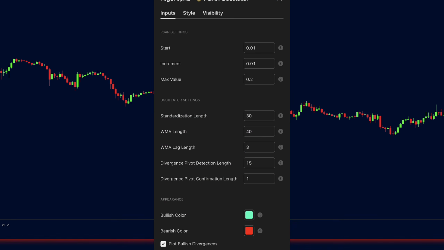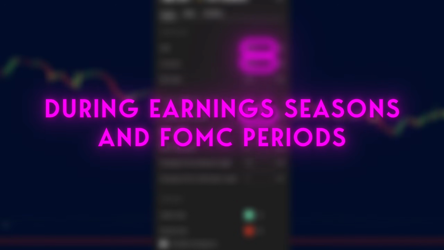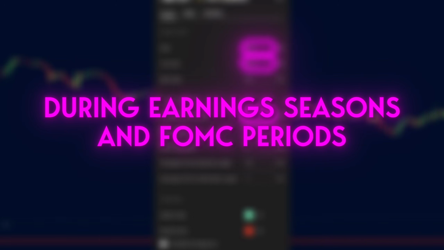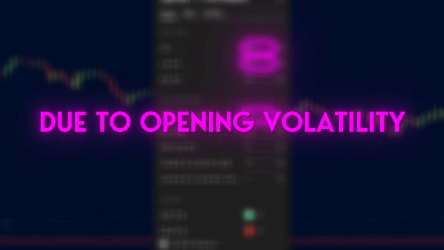For stocks, set PSAR start to 0.01 and increment to 0.01 for ES and NQ futures. Use standardization length of 30 for smoother signals in algorithm-heavy markets. Divergences work exceptionally well during earnings seasons and FOMC periods. Also avoid signals during first 30 minutes of regular session due to opening volatility.